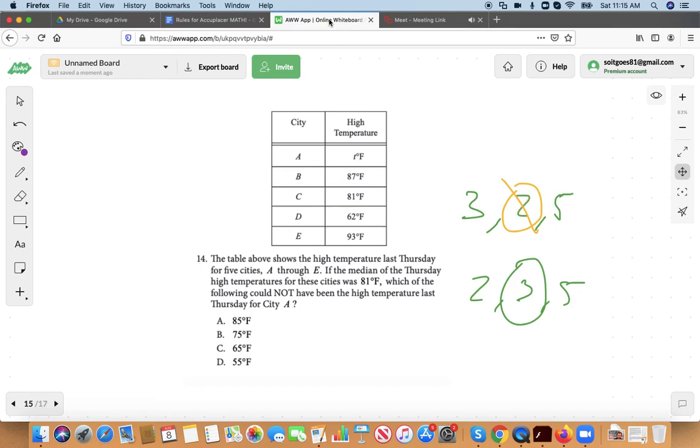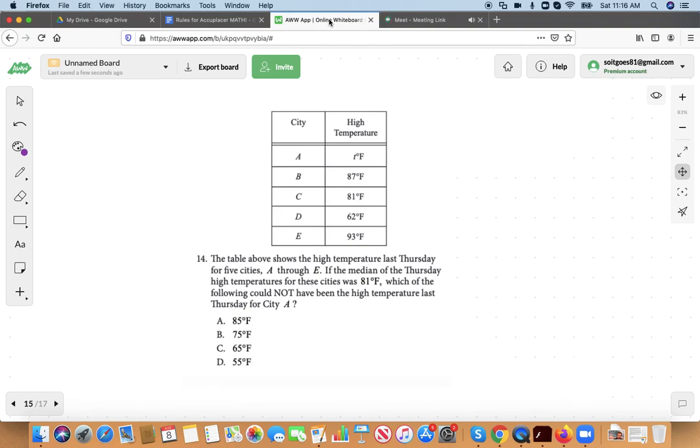Now it says the median number is 81, which is both the middle number on the list from smallest to greatest, and it's also the middle on the list. So that's either helpful or confusing, I'm not sure which, but I just want you to understand what that means. Okay, let's test the answer choices. What could not have been the high temperature? Could the high temperature be 85 degrees Fahrenheit? Let's test that.